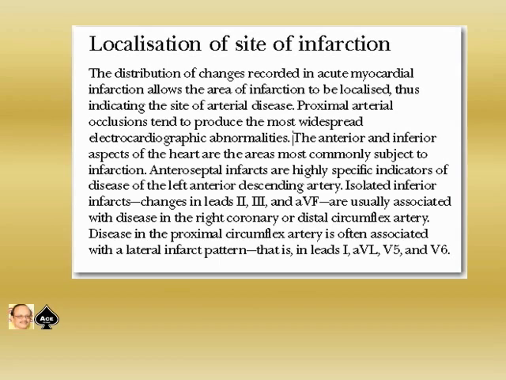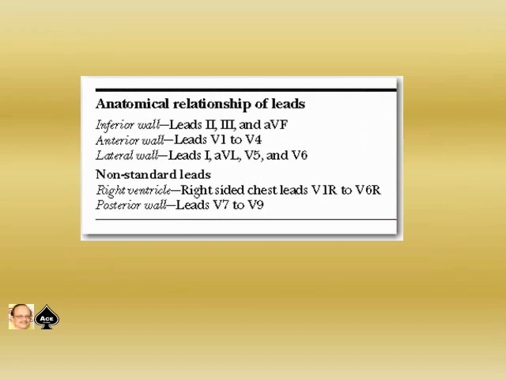Isolated inferior infarcts, with changes in leads 2, 3 and AVF, are usually associated with disease in the right coronary or distal circumflex artery. The disease in the proximal circumflex artery is associated with the lateral infarct pattern, and that will be shown in lead 1, AVL, V5 and V6.